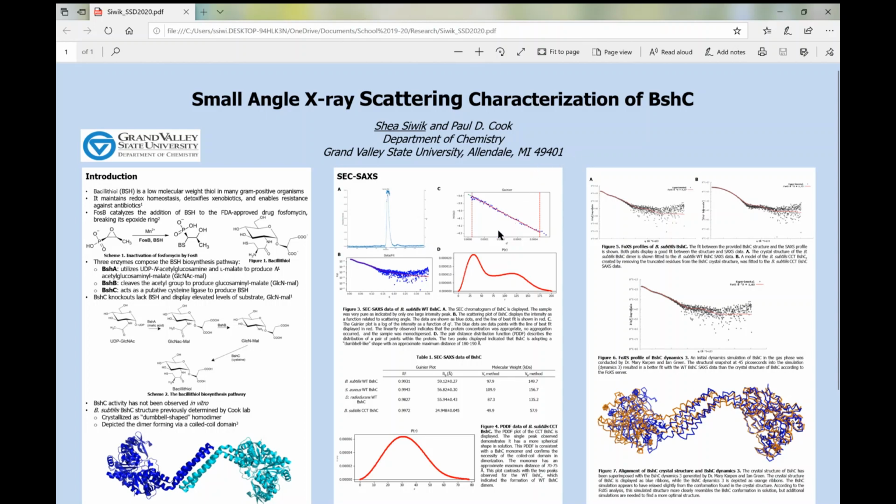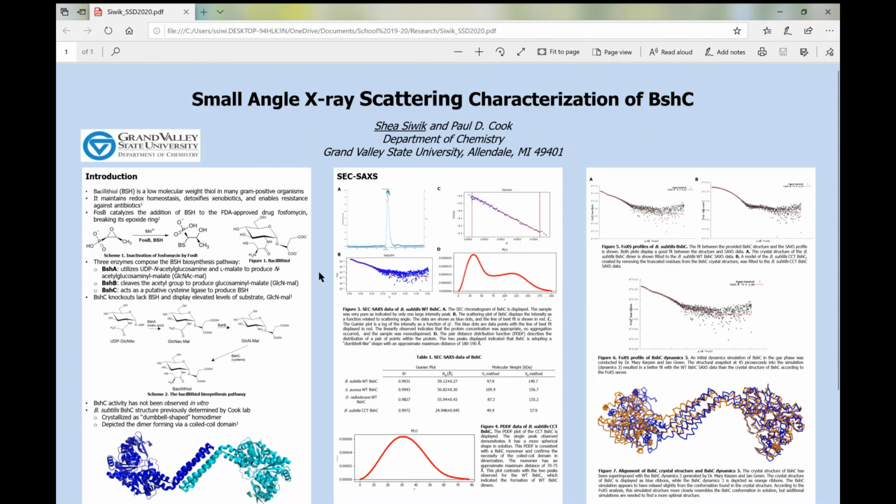So to start us off as to why this research is relevant, it goes back to a molecule called bacillothiol. Bacillothiol is a low molecular weight thiol present in some gram-positive organisms, and this can include pathogens such as Bacillus anthracis or Staphylococcus aureus. It has a couple of functions within the cell. Two primary functions it has are to protect against oxidative agents and to help detoxify the organism.